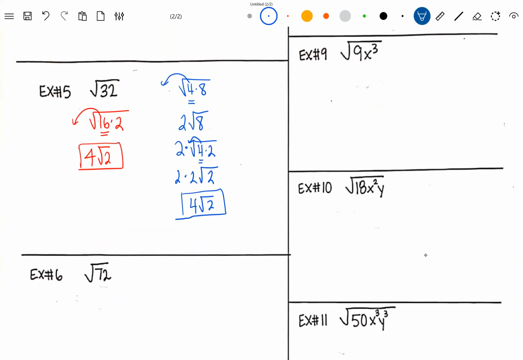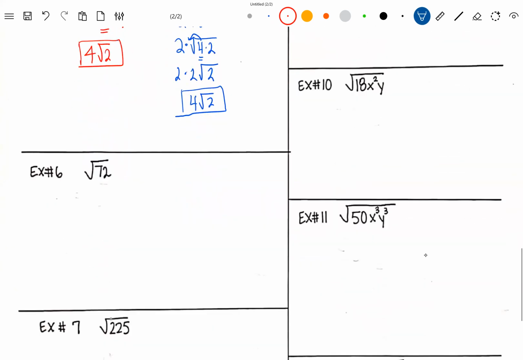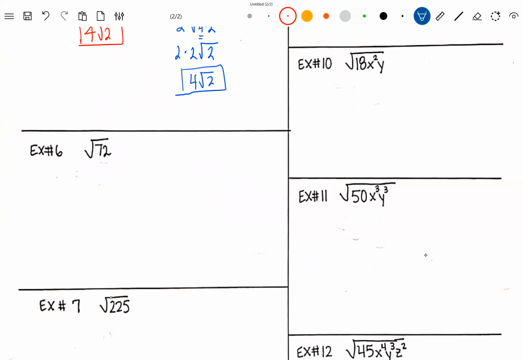Now, sometimes you'll probably have to do multiple simplifying, because if your number is really big, you have to simplify again. So 72 is the same. 72 is 9 times 8, but you'd have to simplify it twice in order to get it fully simplified. So 72, I can write it as 36 times 2, square root the 36, so you get 6 square root of 2.